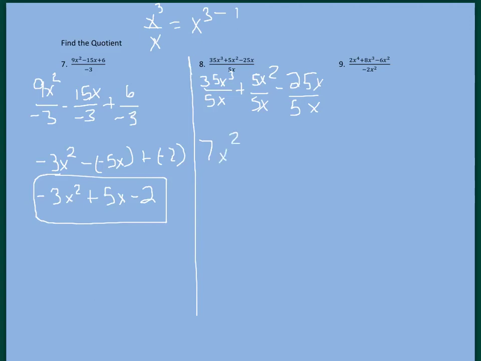2. It's always the top minus the bottom. What's 5 divided by 5? 1. What's x squared divided by x? X. Minus 25 divided by 5 is 5. X divided by x is 1. So we're done.